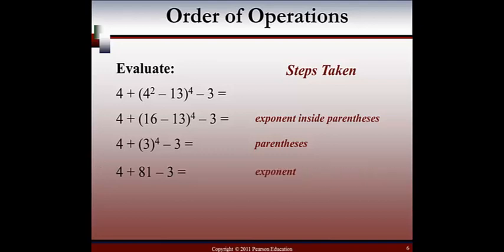On the next step, we did the exponent, 3 to the 4th power. That becomes 81. Then we added our 4 plus our 81. We did addition, starting from the left. And then we subtracted our 85 minus 3, which will give us our 82.